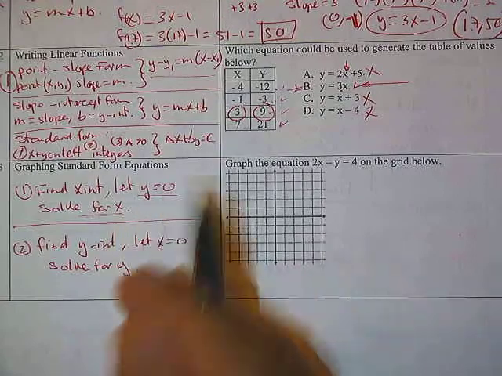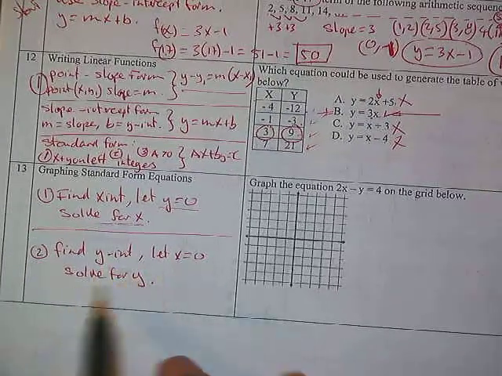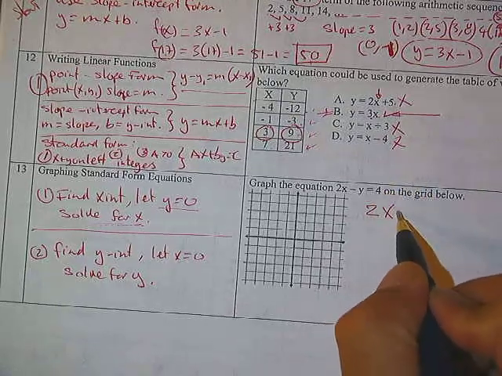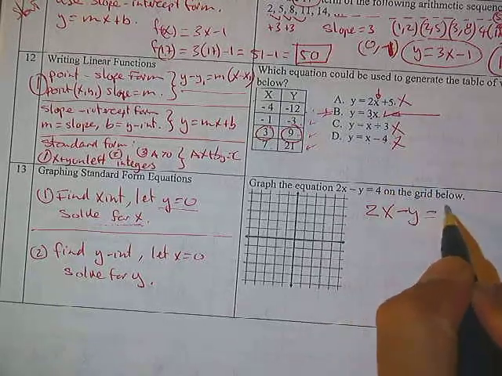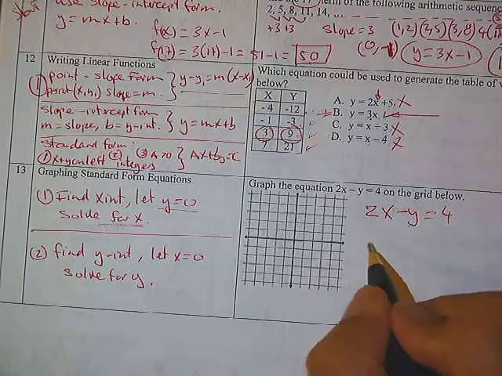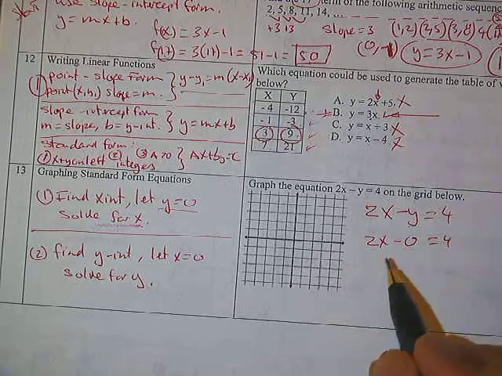Graphing standard form equations. Okay, so to find the x-intercept, you can let y equal 0, and then you can solve for x, and that's your x-intercept. And to find the y-intercept, you let x equal 0, and you solve for y. So we are trying to graph 2x minus y is equal to 4.